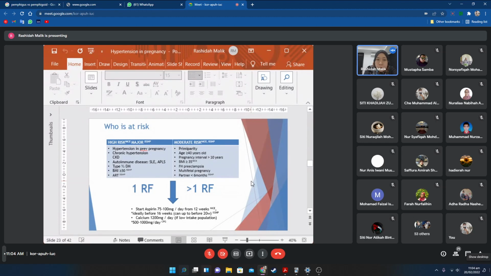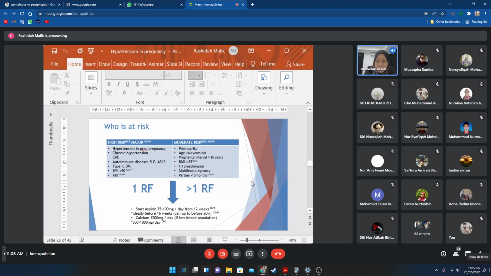So if you have hypertension in a previous pregnancy, chronic hypertension, chronic kidney disease, autoimmune disease as listed, SLE and APLS, type 1 or type 2 diabetes, and obesity, some classify it as high risk, some classify it as moderate risk. And moderate risk includes primiparity, age of 40 years old, long interval, and some also showed a new partner of less than 6 months, family history of preeclampsia, and multifetal pregnancy. Our CPG Malaysia is similar to the NICE guideline in terms of classifying the risk factors.